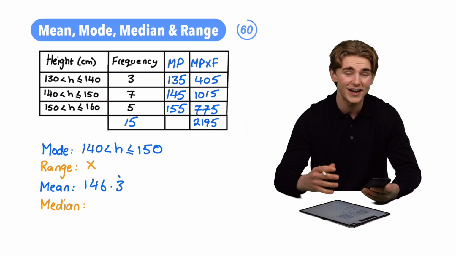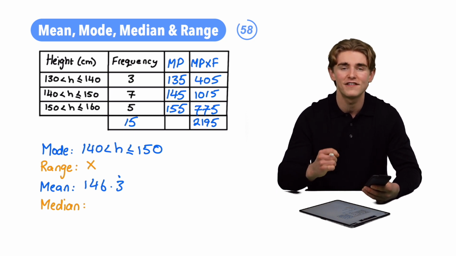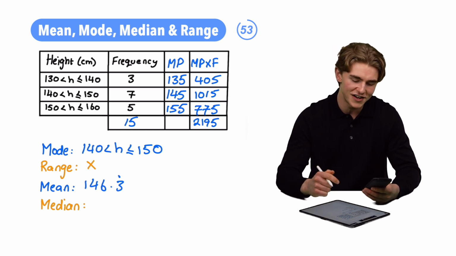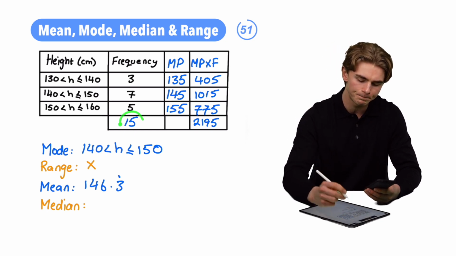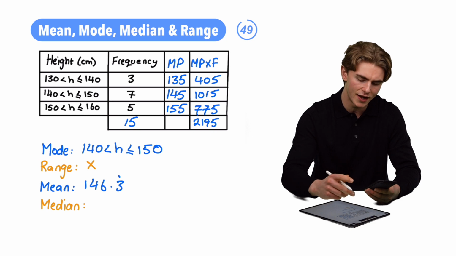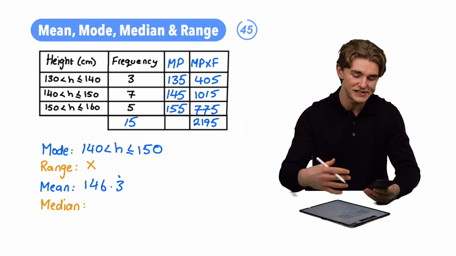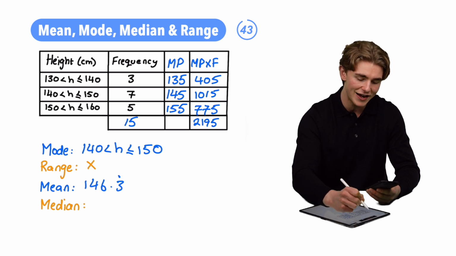Finally, what about our median? Again, we can't pin down a specific value here, so instead we're going to give the group within which the median sits. What's it going to be? Our total frequency is going to be 15. Using our trick to find which value is going to be the median: 15 plus 1 is 16, 16 divided by 2 is 8. That tells us that our 8th value is going to be our median.